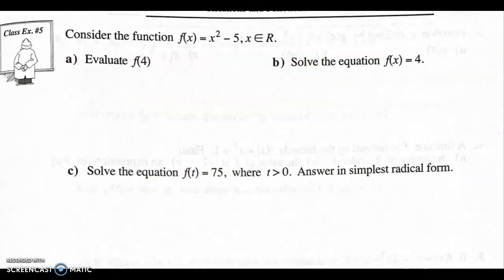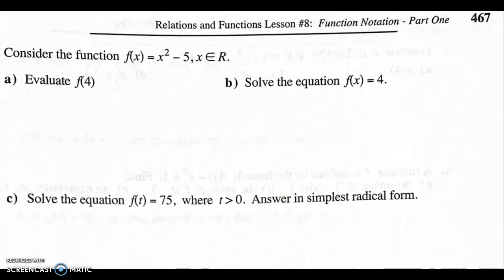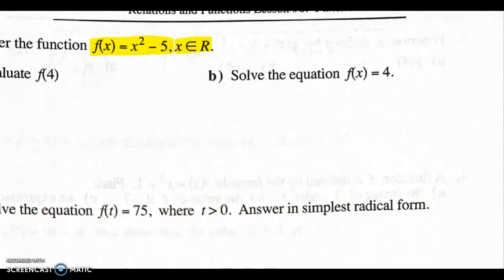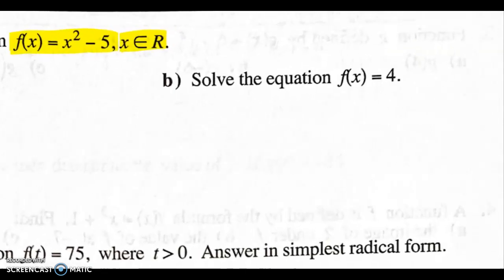Let's move to example number 5 on page 467. Specifically, I want to look at number 2 here. It gives us a function f of x is equal to 2x minus 5, where x belongs to real numbers. So we know that it could be any value. There are no real domain restrictions here for x. It says here to solve for the equation f of x is equal to 4.